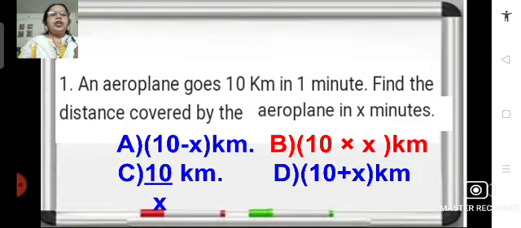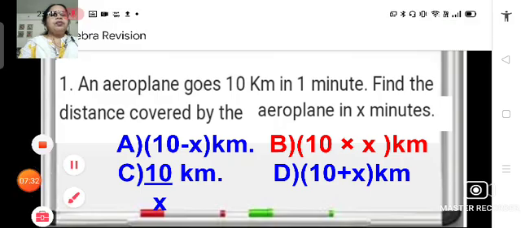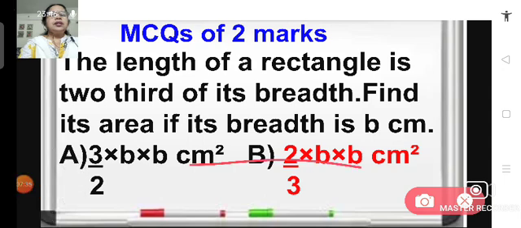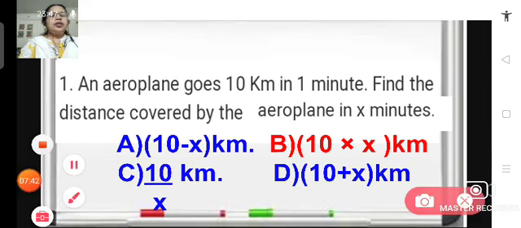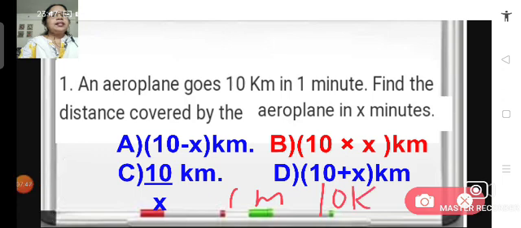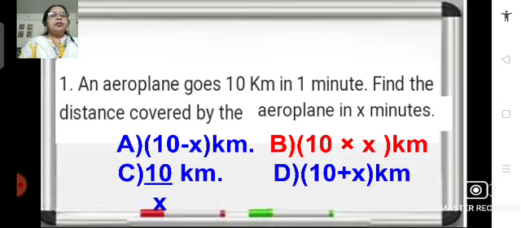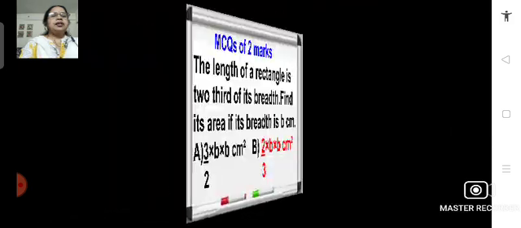Then an aeroplane goes 10 km in 1 minute. Find the distance covered by the aeroplane in x minutes. So in 1 minute it goes 10 kilometers. So in x minutes it will be going 10x kilometers, 10 into x kilometers. So B is the solution for this.